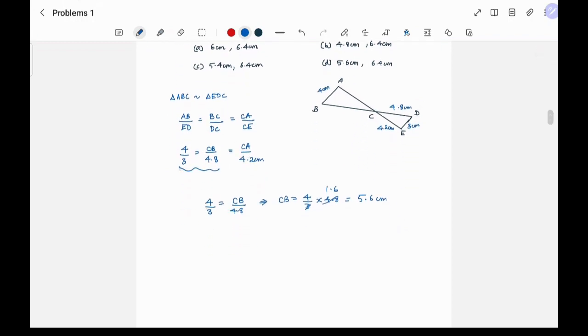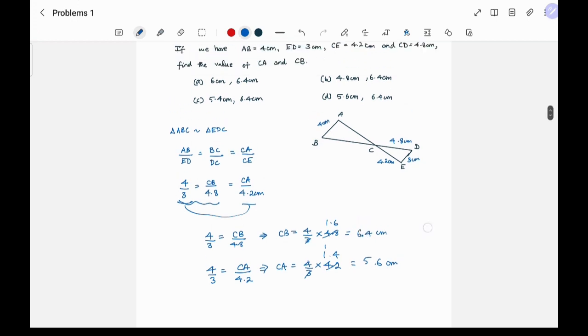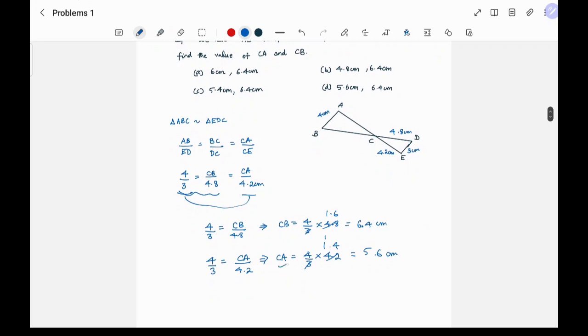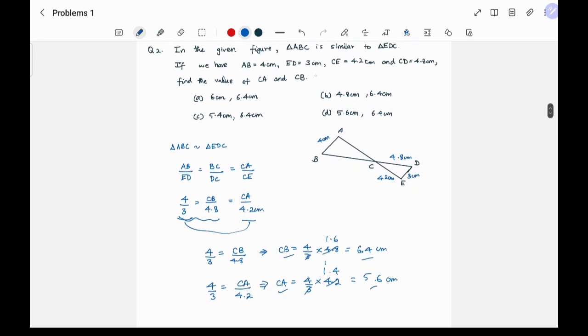Then we'll consider this and this. So 4 by 3 is equal to CA by 4.2, which implies that CA is equal to 4 by 3 into 4.2. This is 1.4 into 4, so 5.6. This is actually 6.4. Calculation mistake. Yeah. So we have CA as 5.6 and CB as 6.4. So the answer should be 5.6 and 6.4. Option D.